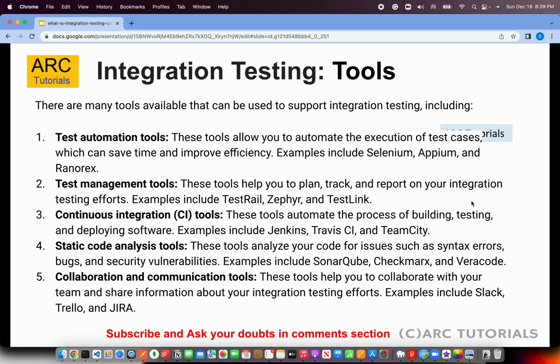We also have static code analysis tools. Now these are the tools that tell us about linting, syntax errors, security vulnerabilities, etc. Those tools include SonarQube, Veracode, Checkmarx, etc. To manage, to document, to share knowledge, to communicate, we use different tools like Slack, Trello, Jira, Confluence. Those are the collaboration and communication tools.